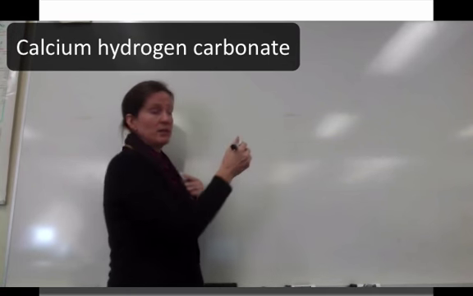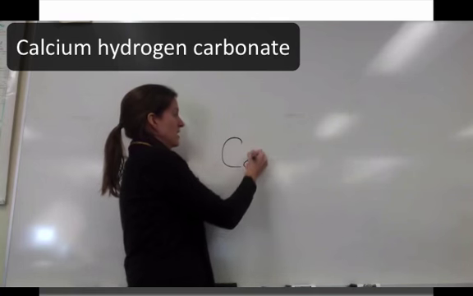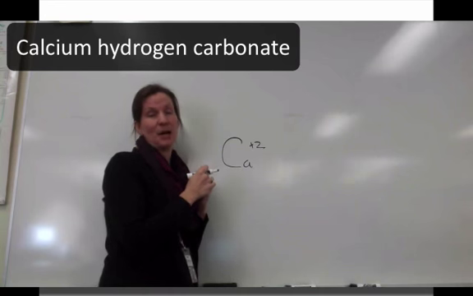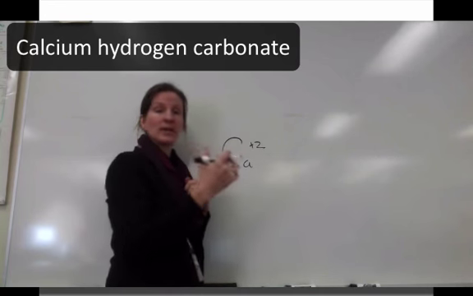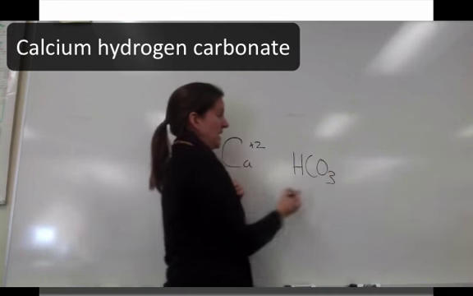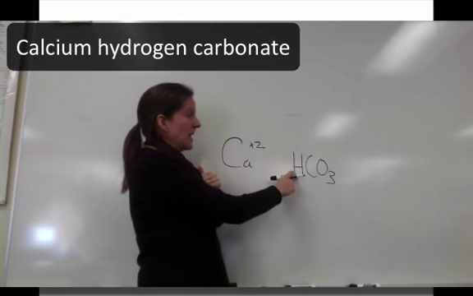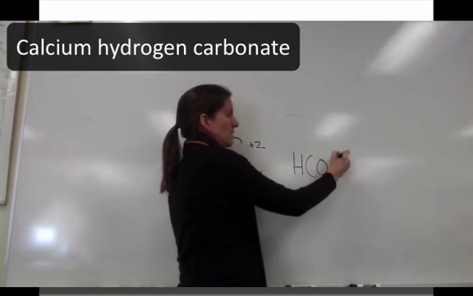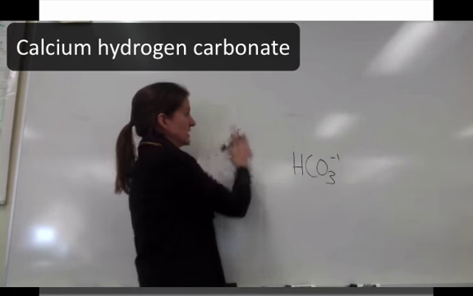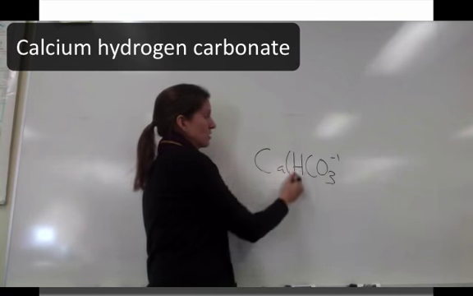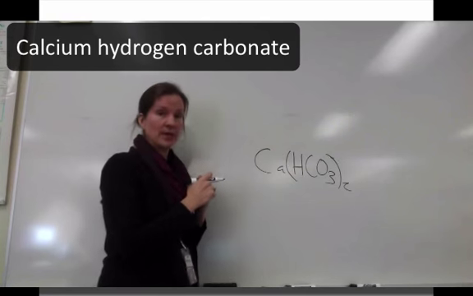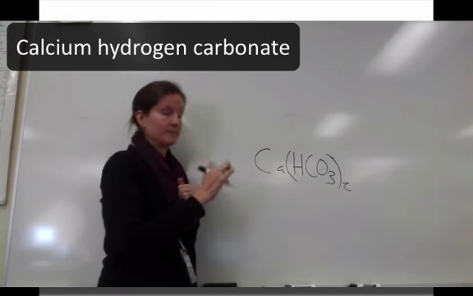Calcium is a metal, not a transition metal, so that's Ca2+. Hydrogen carbonate is a polyatomic. Hydrogen carbonate is just a hydrogen in front of the carbonate ion. That hydrogen pulls the charge of carbonate down by 1. So if you crisscross this to neutralize it, you will need 2 hydrogen carbonates. So you put the entire thing in a parenthesis with a 2 on the outside.